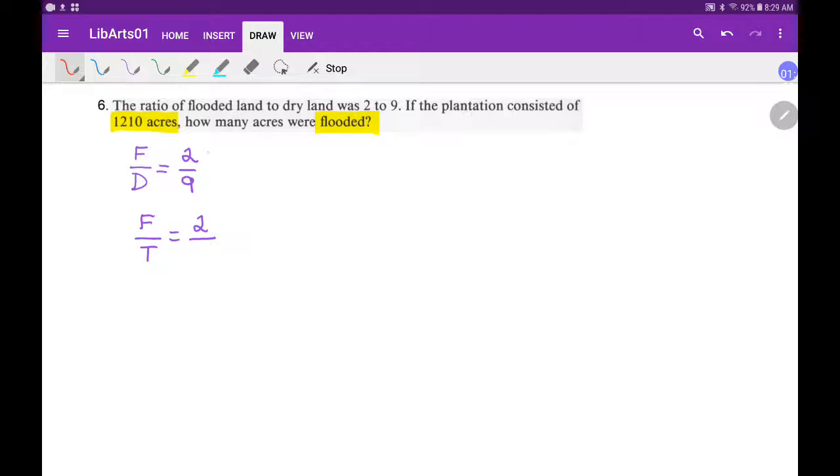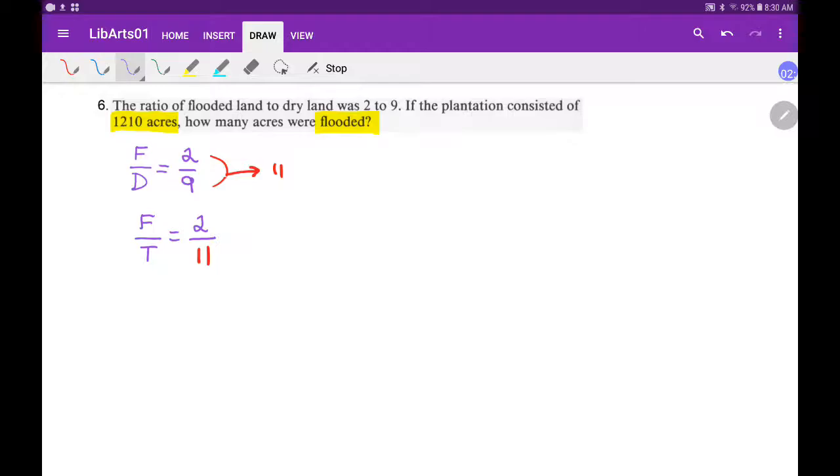Well, if there's 2 flooded for every 9 dry, that means I can put these together and they make 11. So my total is 11. For every 2 flooded, there's a total of 11. And for every 9 dry, there's a total of 11. But I don't care about the dry. The dry was just to help me understand what the total was.